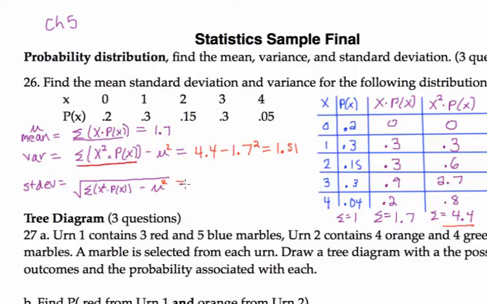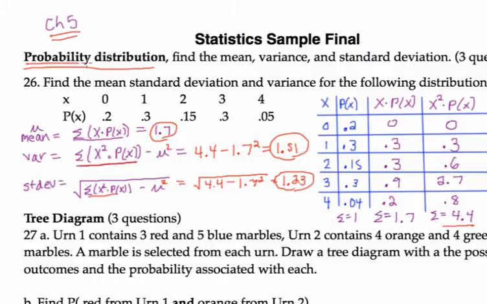Then my standard deviation, I just take the square root of that number, or again, the square root of the same thing, the sum of the X squared PXs, 4.4, minus mu squared, 1.7 squared, or the square root of 1.51, which is about 1.23. So standard deviation, variance, mean. Again, the biggest mistake is not knowing where to find the formula. You have to look under Chapter 5, under the probability distribution part.